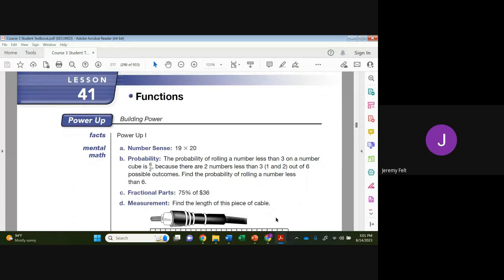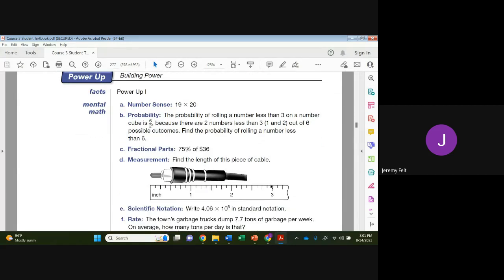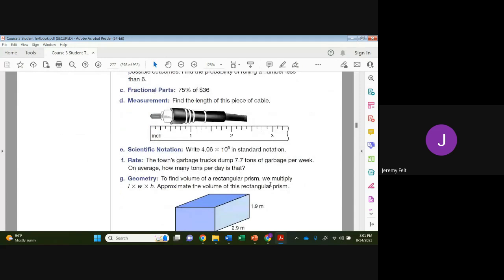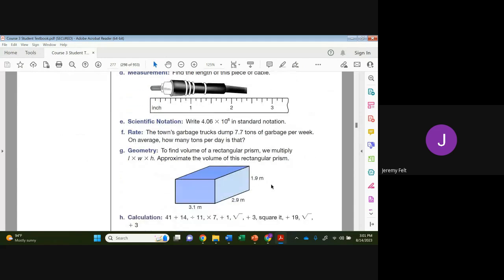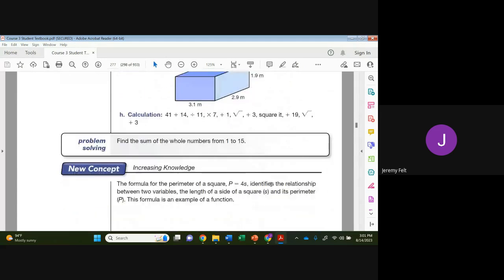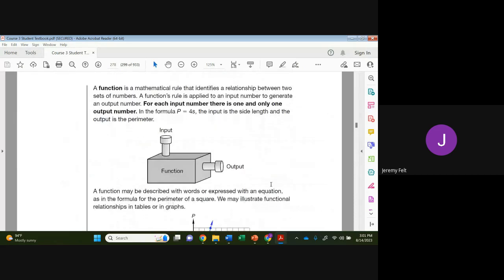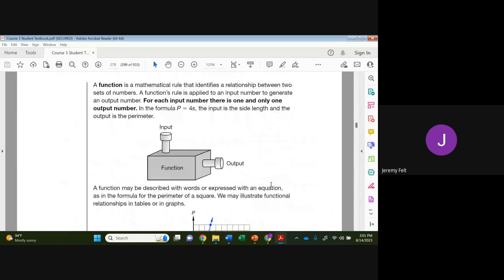Okay, lesson 41, the new concept we're looking at is functions. We looked at functions last year. Again, if you've graphed a line on a coordinate plane, then you are familiar with what a function is. A function is a mathematical rule that identifies a relationship between two sets of numbers. A function's rule is applied to an input number to generate an output. For each input number, there is one and only one output number.